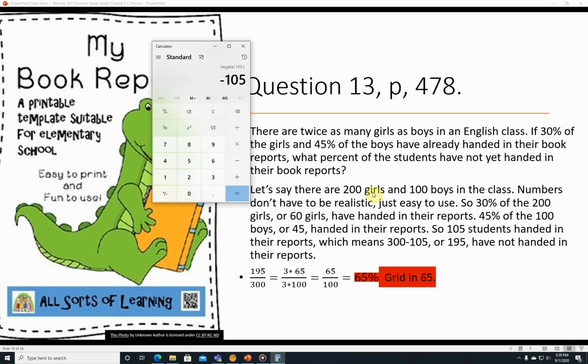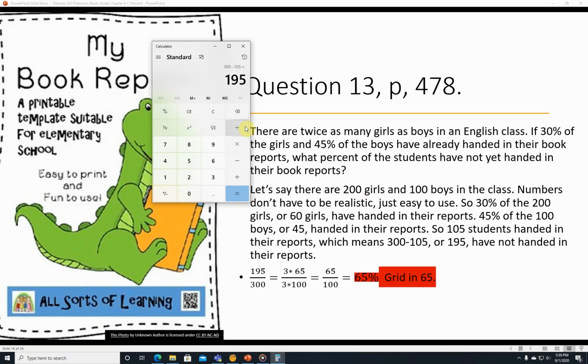So remember, there's 300 total, 200 girls, 100 boys. So we're just going to make this negative, add it to 300, and boom, we get 195. Or you just take 300 minus 105. Doesn't matter. I don't care how you do it. And boom, 195. So 195 students have not handed in their reports.